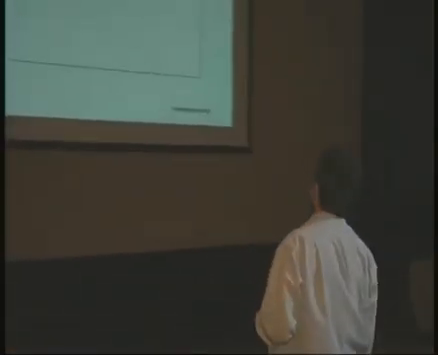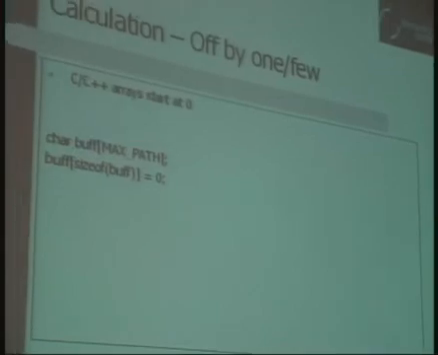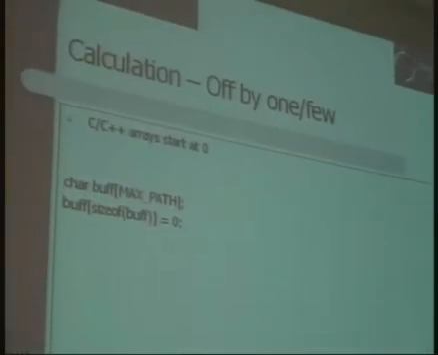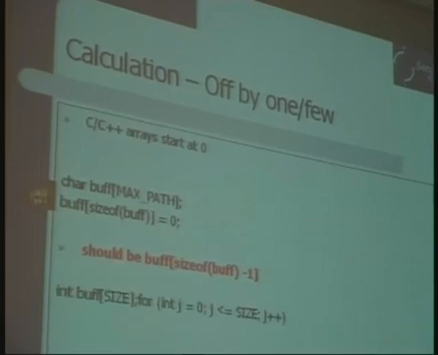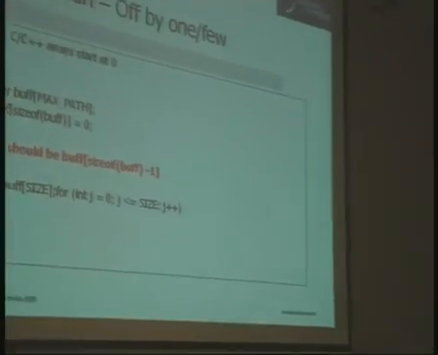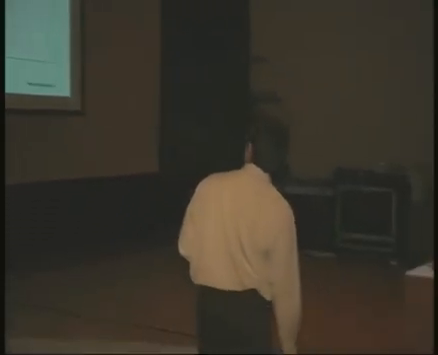Okay, here are some simple off by one or few problems. What is it trying to do over here? Char buff max path, buff size of buff equals 0. What would happen? Oh, shoot. Okay, let's see about this one. I guess I joined the 2 lines, but look at the semicolon and just figure out. Int buff of size, for j equals 0, j is less than size, j plus plus. It's not.